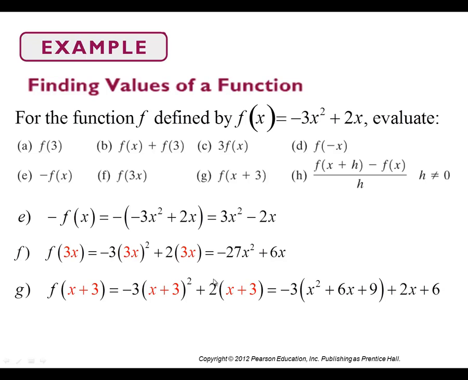Here you have to distribute the 2, and so that would be 2x plus 6. Okay, so here we're going to distribute the negative 3: negative 3x squared, and there's no other x squared, so it's negative 3x squared. 6 times 3 is negative 18x, and plus 2x is a negative 16x, and negative 3 times 9 is negative 27, plus 6 is a negative 21.